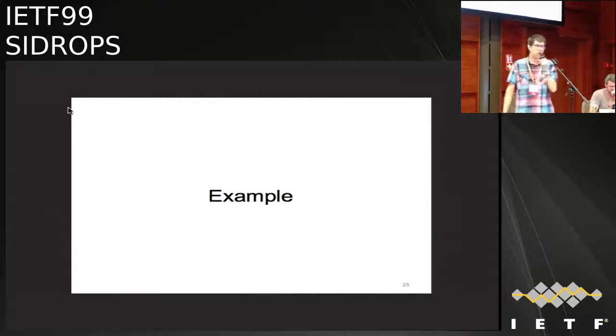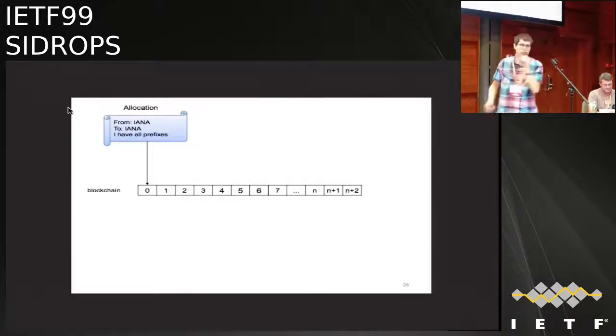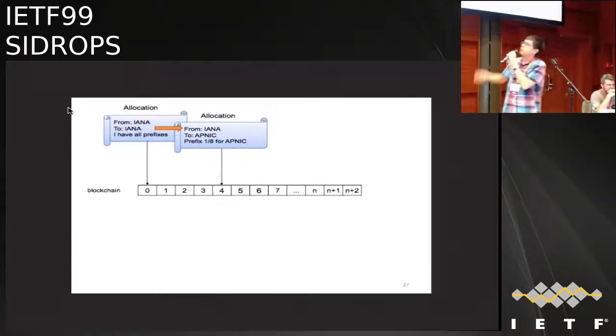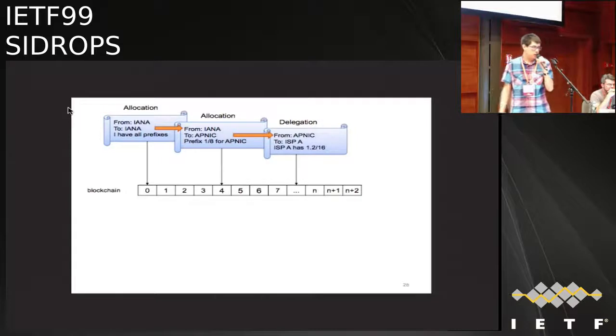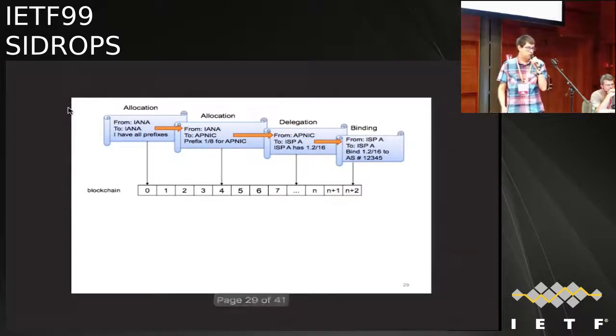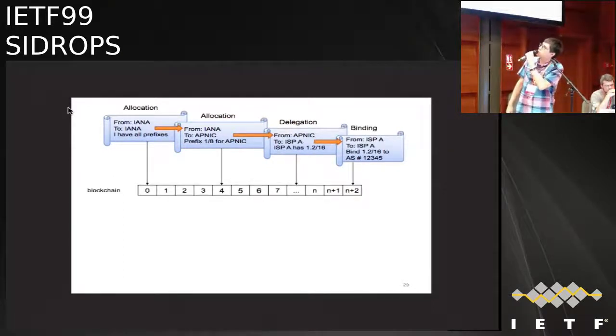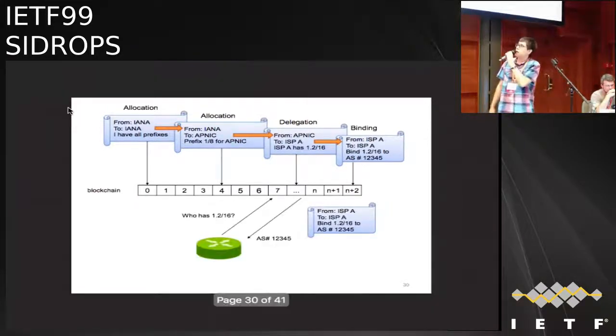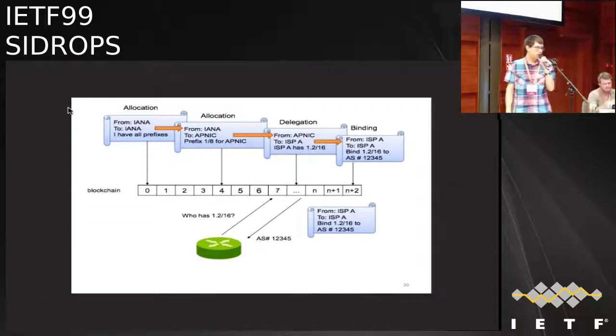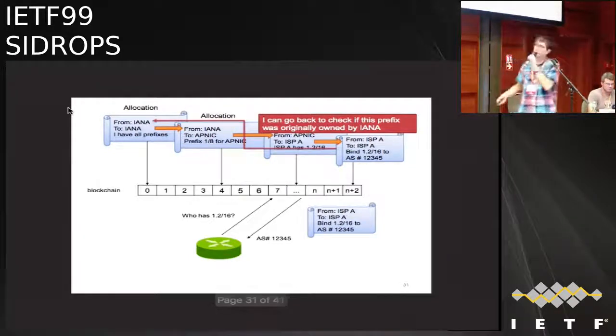in this context. So I will end with a small example of how this might work. First of all, IANA would allocate all the prefixes to itself, and then it would start allocating prefixes to, for example, the RIRs. Here we're giving 1/8 to APNIC. And in turn, the RIRs would allocate them to ISPs, for example. Here we give 1.2/16. And finally, ISPs would bind the address blocks to the AS numbers. This way, anyone can download the blockchain and, for example, check which AS number is linked to a block of addresses. And of course, we can always go back through the entire blockchain to see if this prefix was owned by IANA.